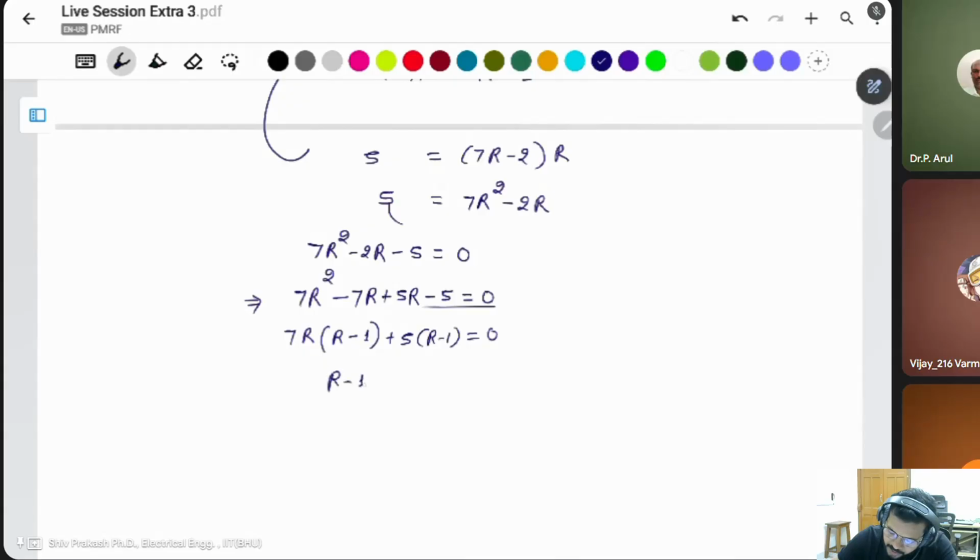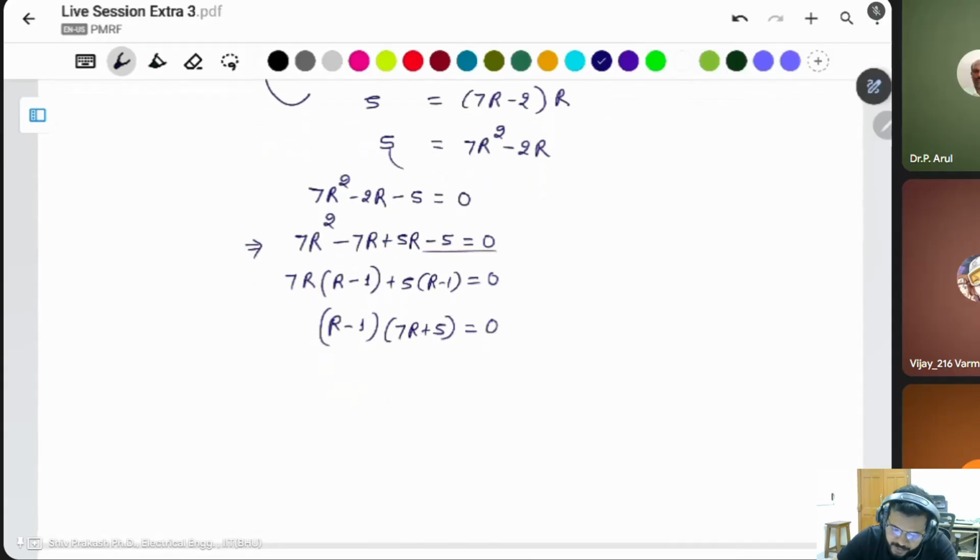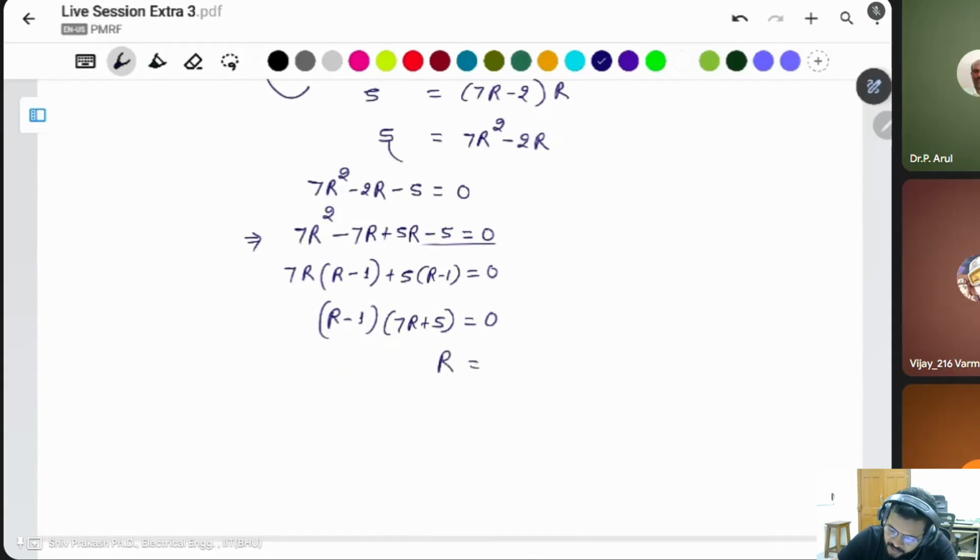This will be (R minus 1) in the first one. The second one is 7R plus 5. It means the resistance R is equal to 1 and minus 5 by 7. This is a negative value, it has no meaning, that's why the resistance will be 1 ohm in this case.